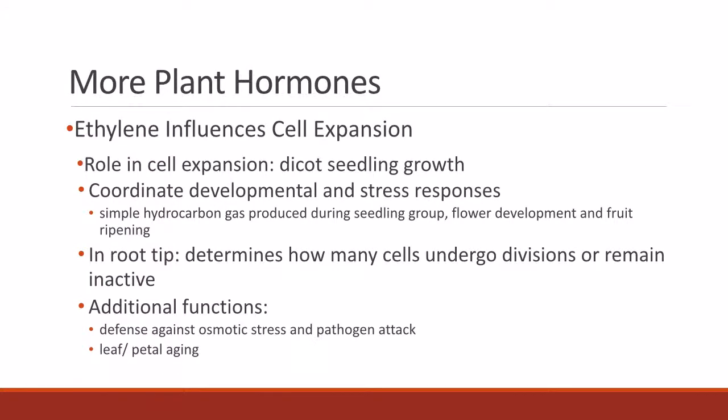More plant hormones. Ethylene influences cell expansion. Ethylene's role in cell expansion includes dicot seedling growth. It coordinates development and stress responses. A simple hydrocarbon gas, it is produced during seedling growth, flower development, and fruit ripening. In the root tip, ethylene determines how many cells undergo division or remain inactive. Ethylene also has additional functions that include defense against osmotic stress and pathogen attack, and leaf or petal aging.